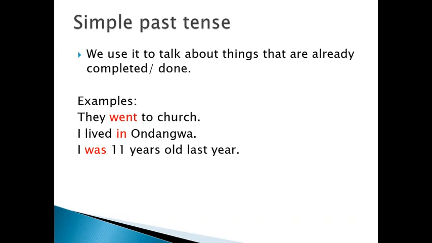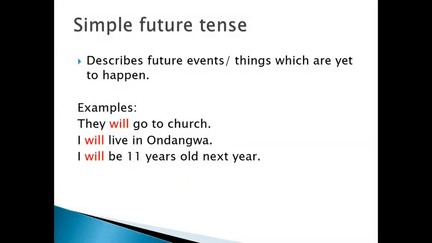Let's move on to the next and last tense, which is simple future tense. This tense describes future events or things which are yet to happen. For example, they will go to church. This tells you that people will be going to church in the future, next Sunday.